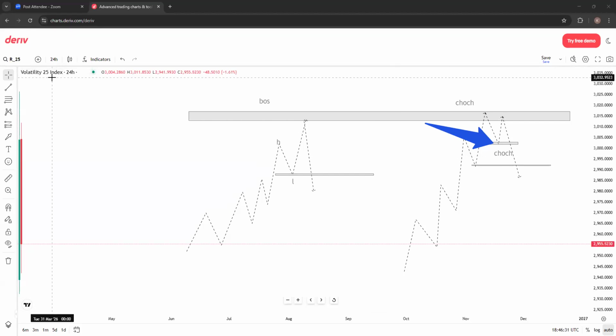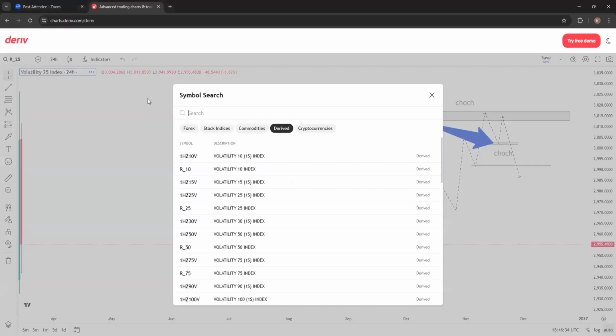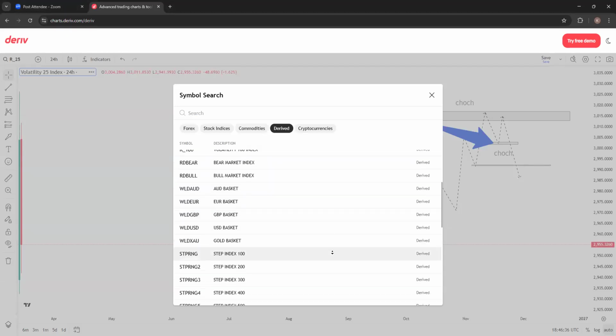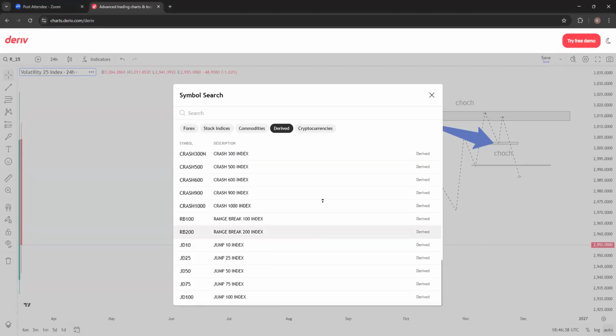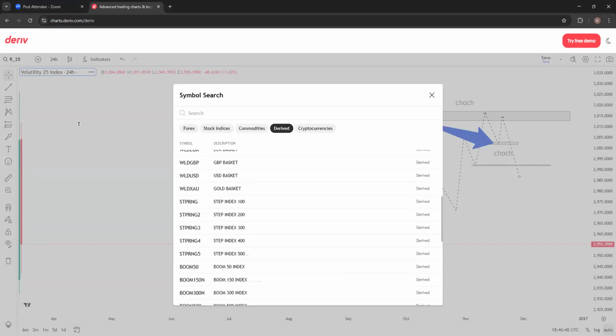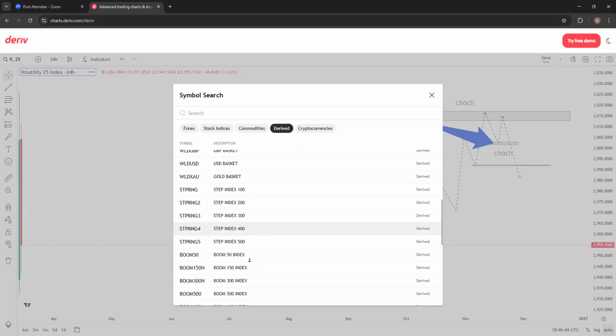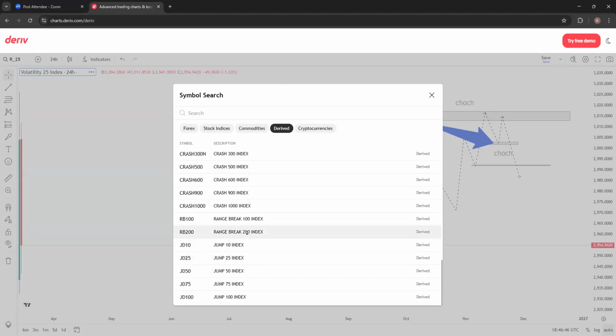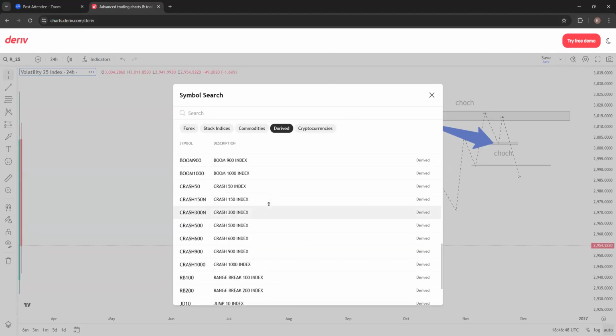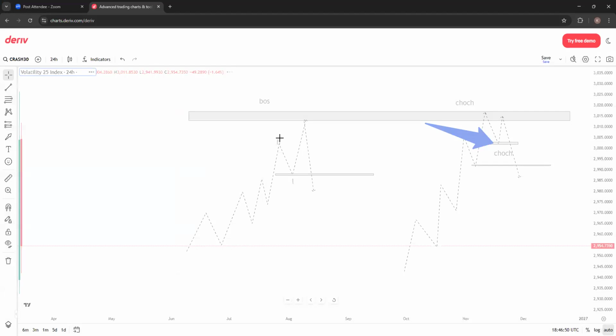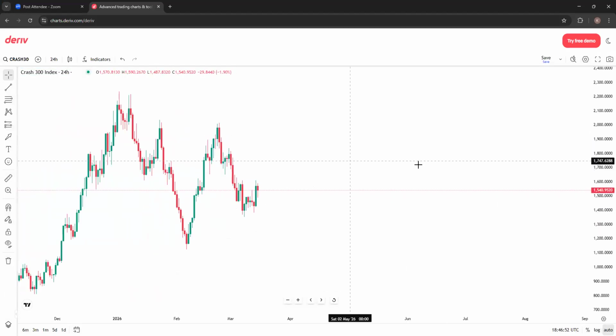The good thing is we have every pair that we need over here. Can you kindly tell me which pair you want me to choose? Let's go for Crash 300. All right, Crash 300. I've chosen Crash 300.